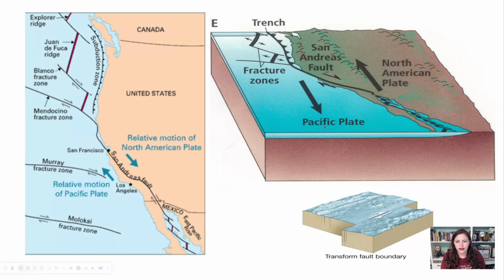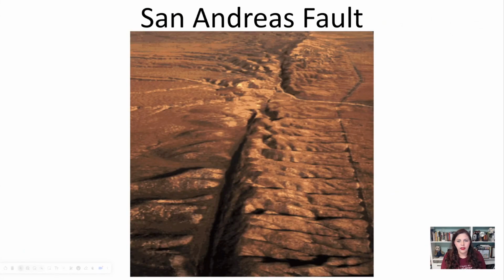Here's what it looks like a little bit closer. We have the plate boundary right here, and they're sliding past each other. You can see this here. Here's an actual picture of the San Andreas Fault.